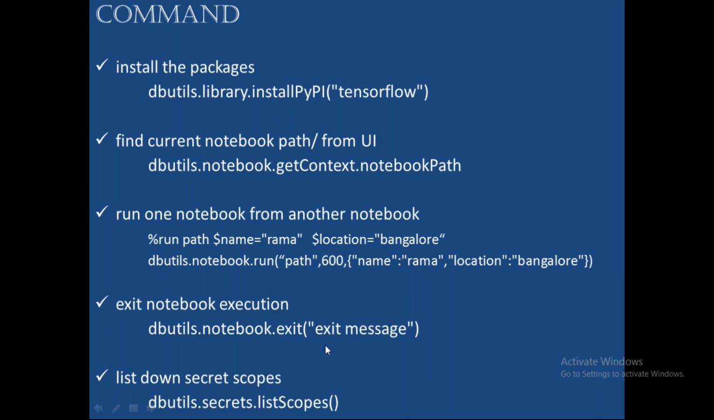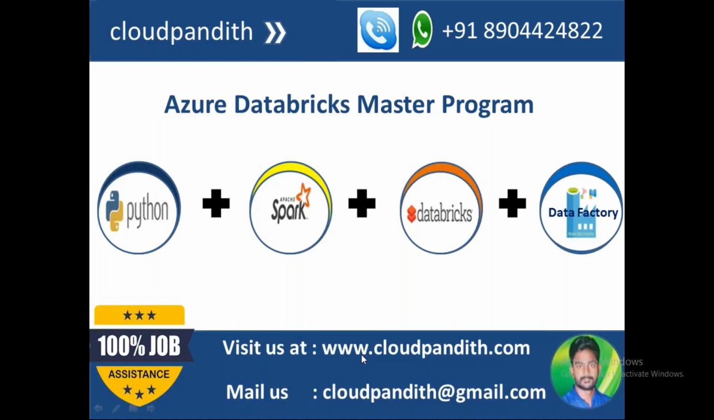List down secret scopes. Secret scope means you might have created multiple scopes to connect to the key vault to read username and password from different key vaults. If you want to see all the scopes which are available, you need to use dbutils.secrets.listScopes. All these things you can use.